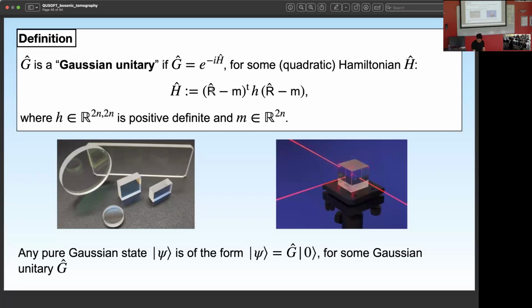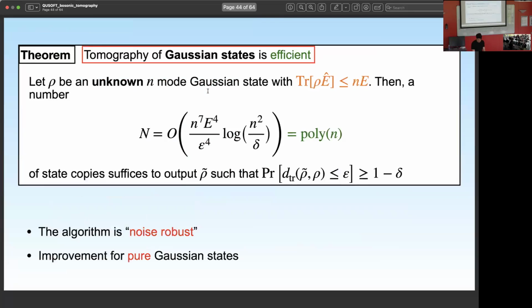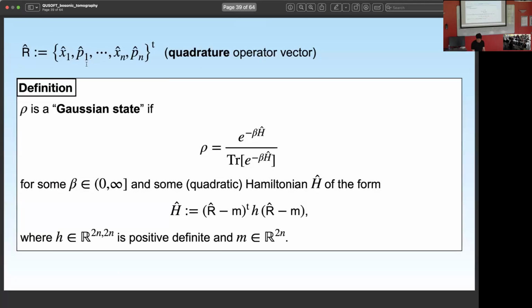Quadrature operators are these vectors R. It is defined like this: you put in the vector all the positions and momenta of all the n modes of your bosonic system. And then for each, it's like e to the power i h, and it's quadratic. For a beam splitter, you have a quadratic Hamiltonian that is in terms of these quadrature operators.